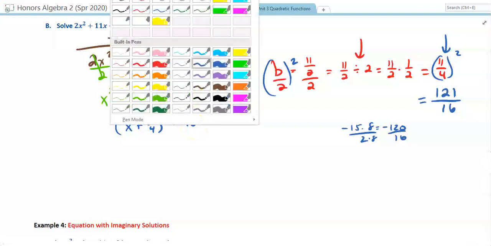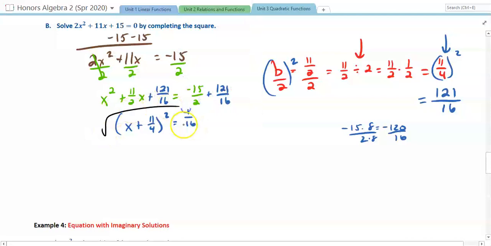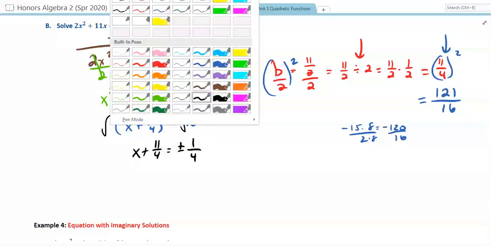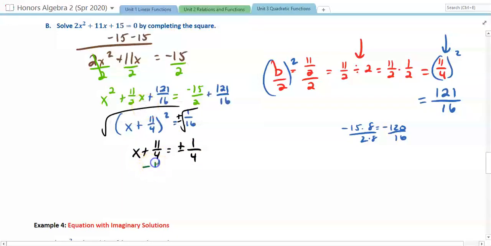And so my next step, take the square root of both sides. So square root, don't forget your plus or minus. X plus 11 over 4 is equal to positive or negative square root of 1 is 1, square root of 16 is 4. Ooh, look at this, 4 and 4. All right, and so last step, subtracting the 11/4 from both sides.